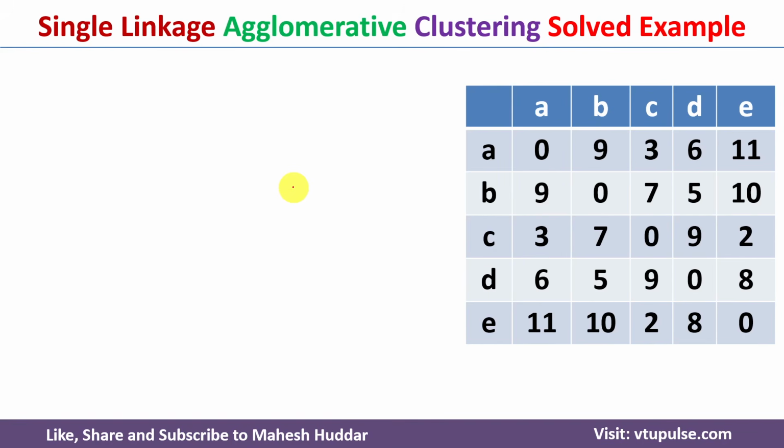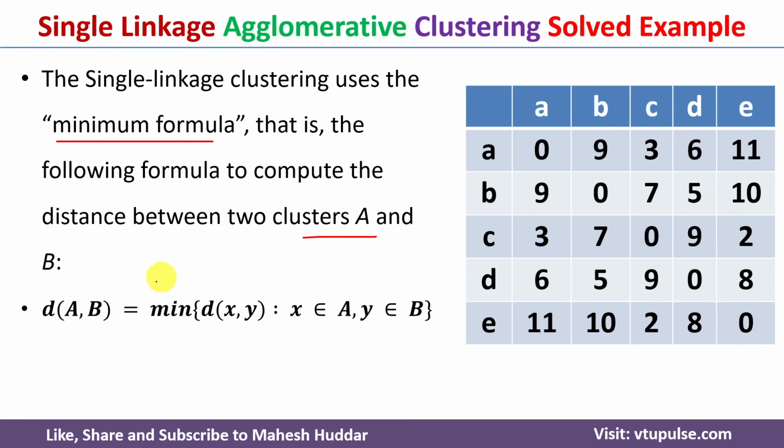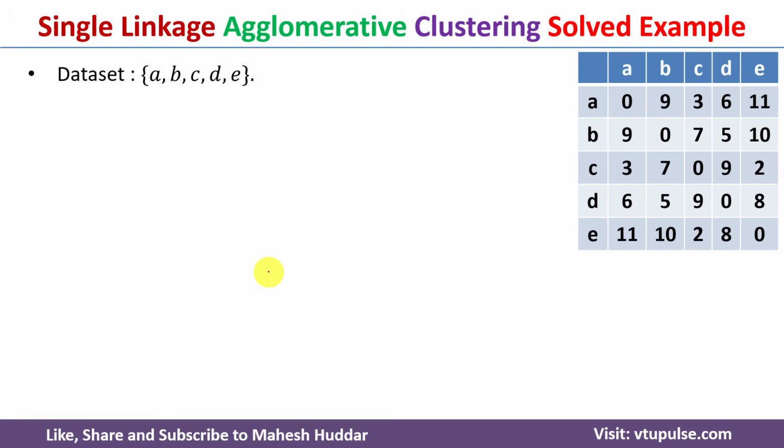Because we are using single linkage agglomerative hierarchical clustering, we need to use the minimum distance formula to update the weight matrix. To calculate the minimum distance between two clusters A and B, we can use this formula. That is, distance between cluster A and B is always equal to the minimum distance between the data points within those two clusters here. Now, I will discuss this formula at the later stage once you merge the two data points into one cluster. Now, we will start with the initial data set.